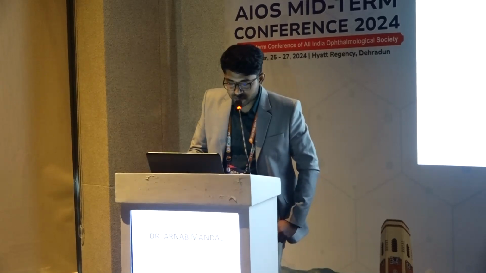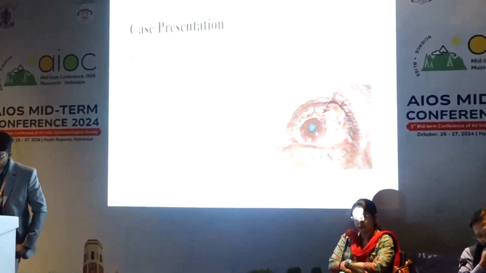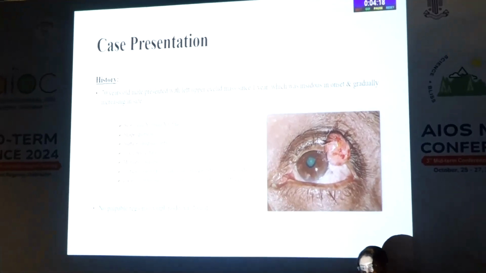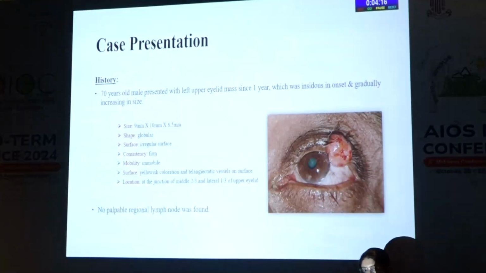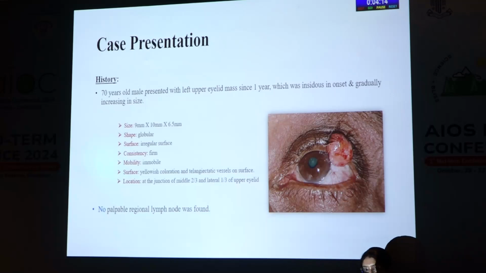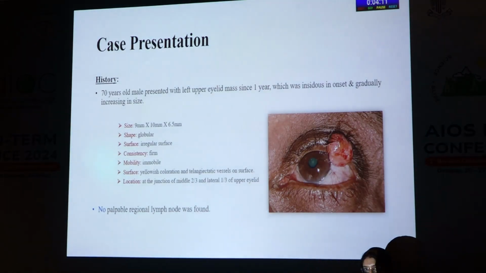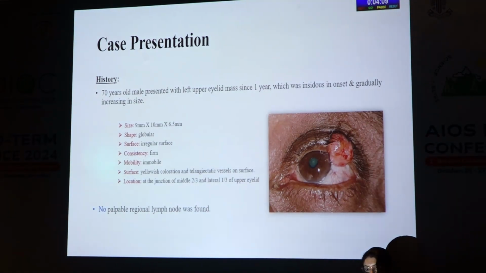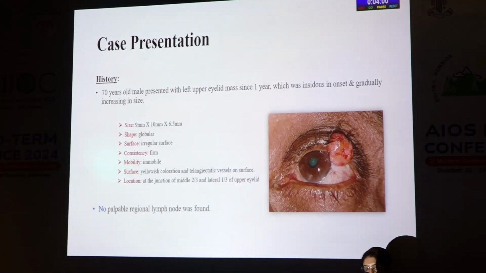A 70-year-old male presented with a left upper eyelid mass since 1 year, which was insidious in onset and gradually increasing in size. It was 9 by 10 by 6.5 mm in size, globular in shape, with an irregular surface, firm in consistency, immobile, with yellowish coloration and telangiectatic vessels on the surface, located at the junction of the middle 2/3 and lateral 1/3 of the upper eyelid. No palpable regional lymph node was found.